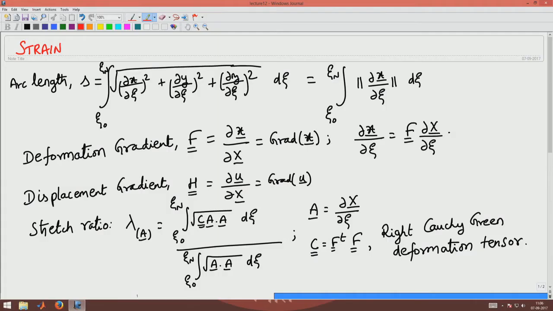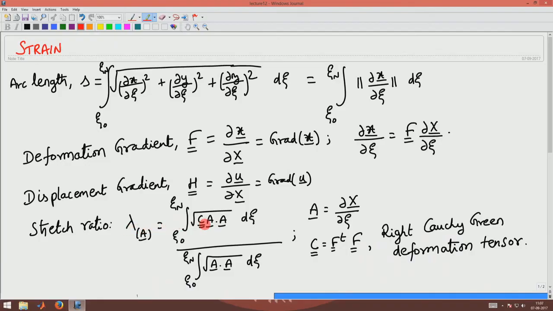Okay. We also saw what a displacement gradient is. We saw that there is a difference between deformation gradient and displacement gradient. In particular, we saw that displacement gradient is the derivative of the displacement vector with respect to capital X. Okay. And then we went about to find what is the stretch ratio of a straight line deforming into an arc length, a curve. Okay. We found that the stretch ratio is given by square root of c times a dot with a d psi integrated over d psi and divided by square root of a dot with a integrated over d psi.